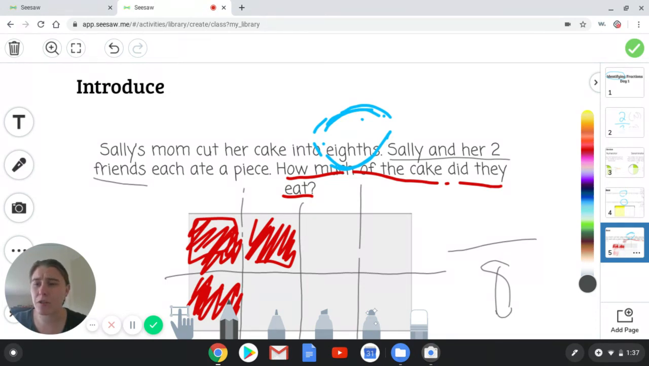Now let's look for the parts that we need to find of the fraction. We want to know how much of the cake Sally and her friends ate. 1, 2, 3. They ate 3 pieces. Each of these pieces represents an eighth. So when I put them all together, that means Sally and her friends ate 3/8 of the cake.